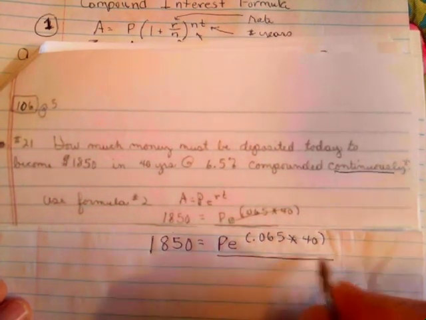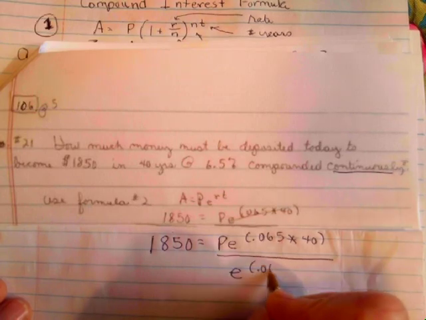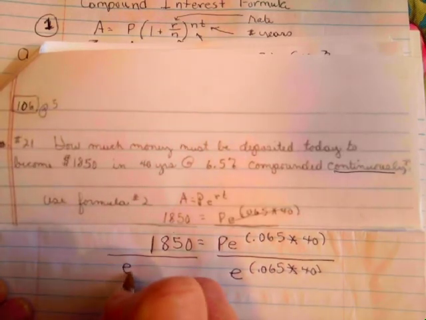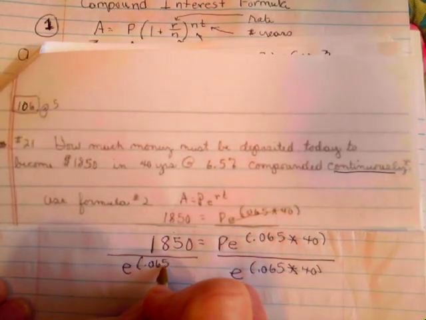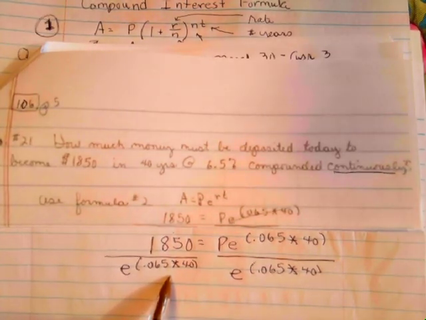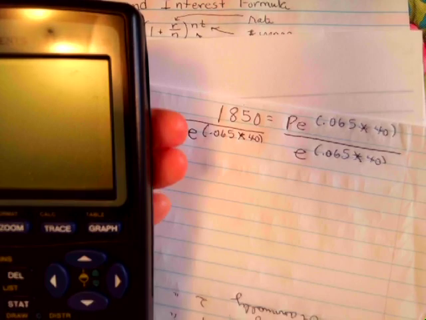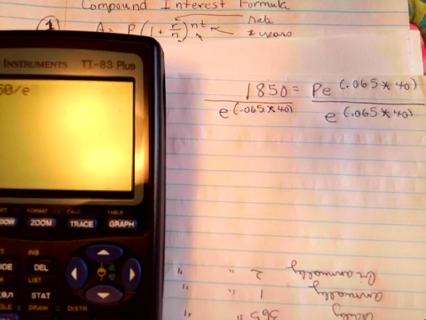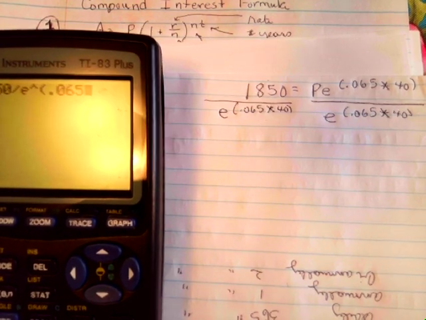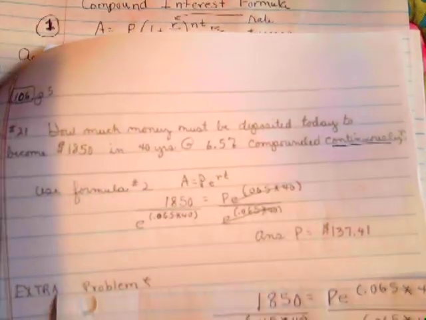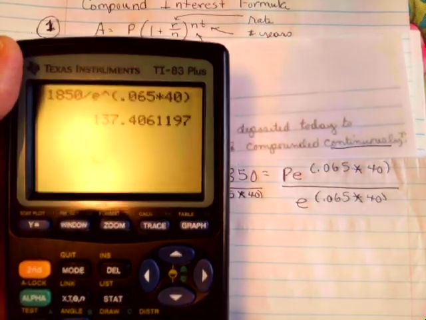I want to divide both sides by E to the 0.065 times 40 because I'm trying to solve for P. I don't have to do anything weird. I'm just dividing by this. It just sort of looks funny. When you put that in your calculator, put it in just exactly like you see it there. $1,850 divided by E, housetop, open parentheses, 0.065 times 40, and you got $137.41.